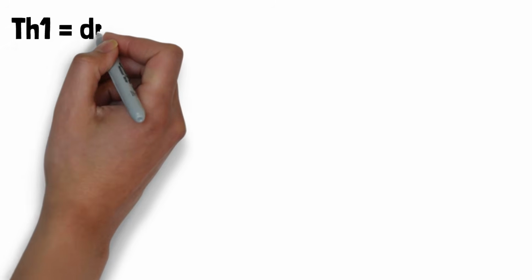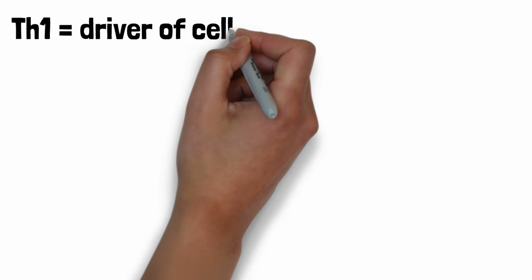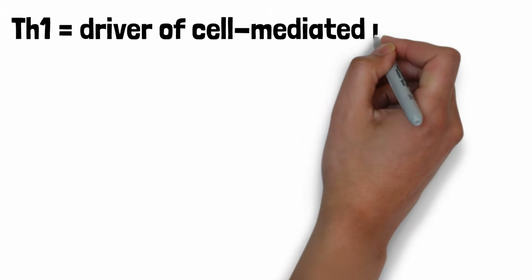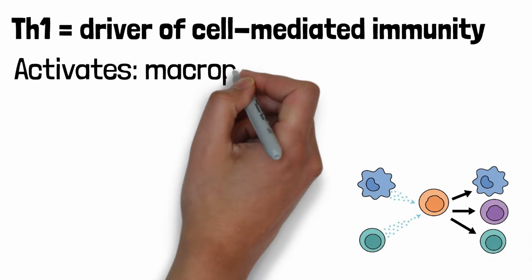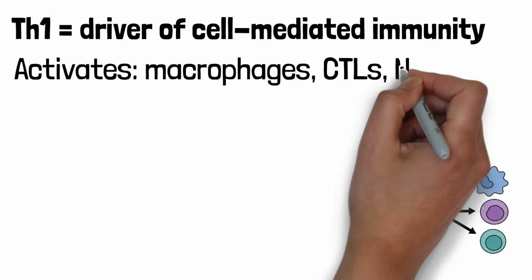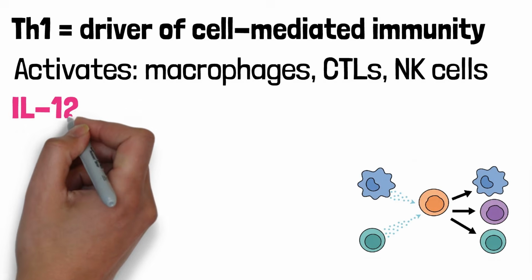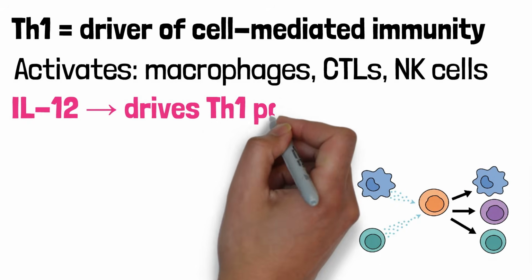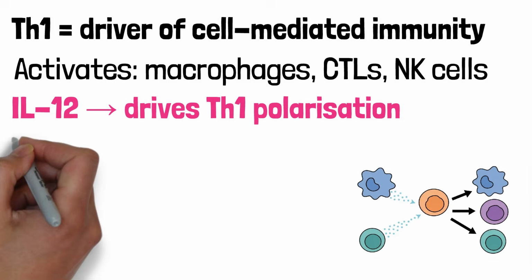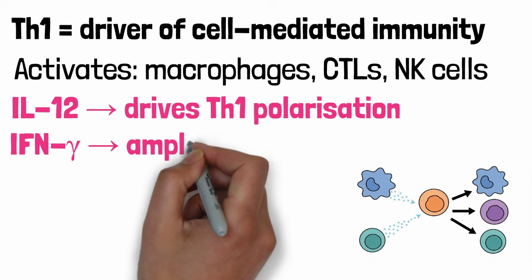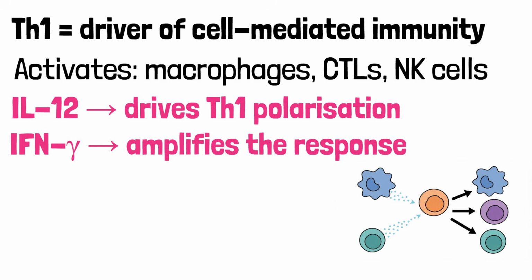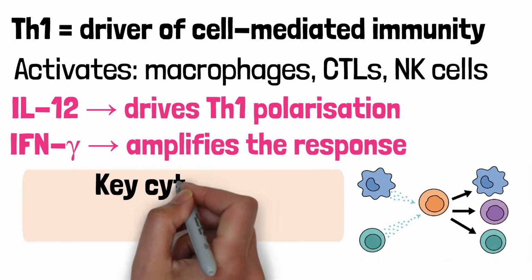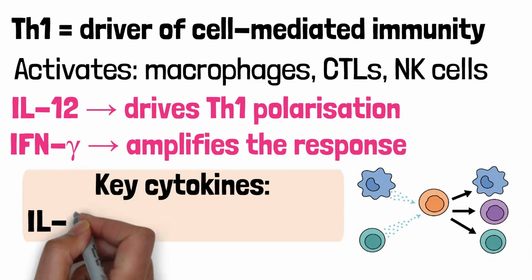The Th1 subset of helper T cells is the central driver of cell-mediated immunity, and it directs three other players at once. It activates macrophages, CD8-positive cytotoxic T lymphocytes, and natural killer cells. This all gets switched on by two polarizing cytokines, IL-12, coming from macrophages and dendritic cells, and IFN-γ, coming from T cells and NK cells, and together they push naive T cells down the Th1 path and amplify the whole response. So keep this box in your head as your anchor for the whole topic.